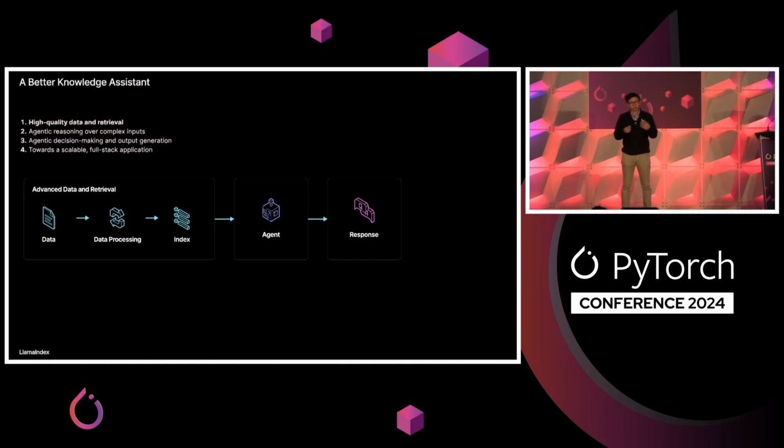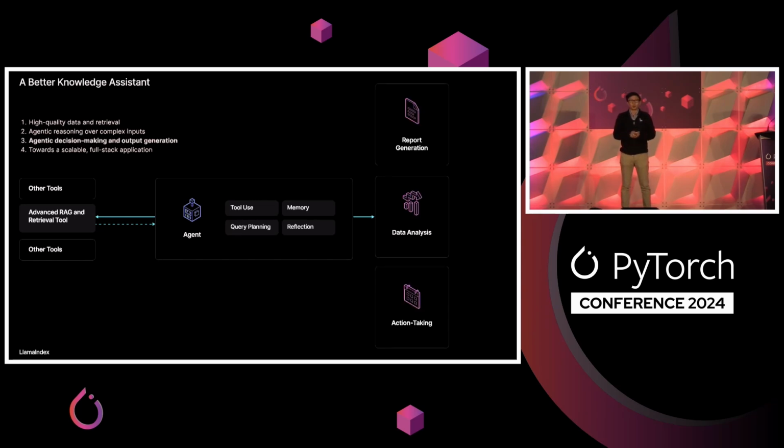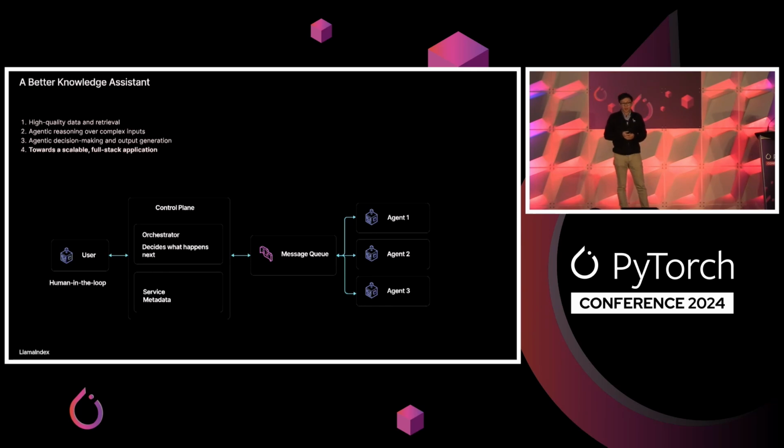We see this as 4 main components in terms of building a better knowledge assistant. First, high-quality data and retrieval modules. 2, agentic reasoning over complex inputs using common agent ingredients. 3 is agentic decision-making and output generation. So instead of just giving you back a chatbot response, translating it into an action or an actual structured report, an actual unit of work that you can basically just produce. And then 4, actually deploying these agents in production.